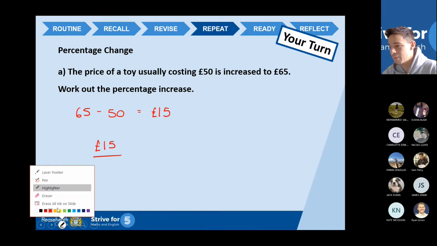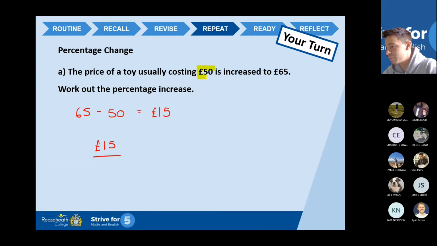Okay, let me highlight that in yellow so you guys can see that. £50 it started with. Once we've got that, we can then actually substitute that into the formula. So 15 divided by 50. So use your calculator at this point, make sure you get the number absolutely spot on, and that gives me 0.3, which is quite handy.